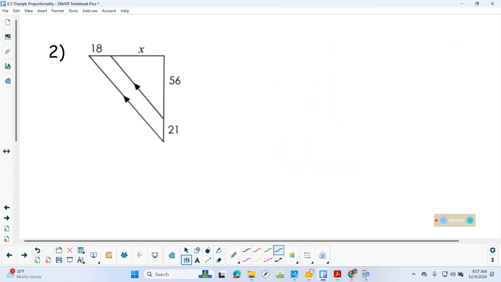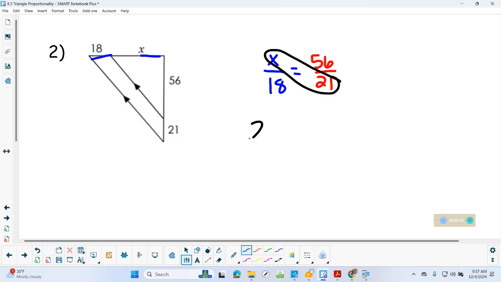Okay, it doesn't matter which one you start with. I'm going to start on the top of here. I'm going to do x over 18. So that means, what's your fraction for the other side? Is it 21 over 56 or 56 over 21? 56 over 21. There's the setup. You know the deal. I already hear you punching them in. So I'm going to have 21x. 18 times 56 is a big number. Final answer. Done.